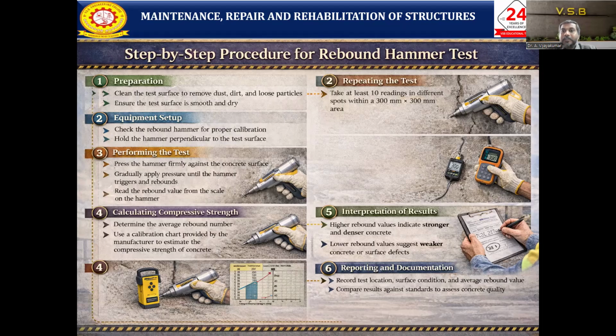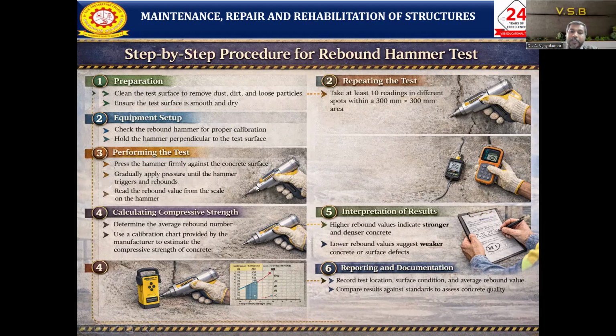Next, step 3, performing the test. Press the hammer firmly against the concrete surface where we need to take this test. Just touch the concrete surface, press gently, and gradually apply the pressure until the hammer triggers and it rebounds. That is why it is called rebound. After hitting, the hammer will rebound. Then read the rebound value from the scale of the hammer. In the hammer itself, we have a scale.